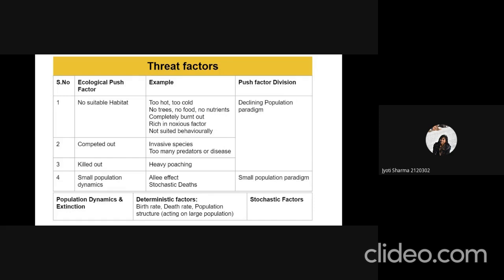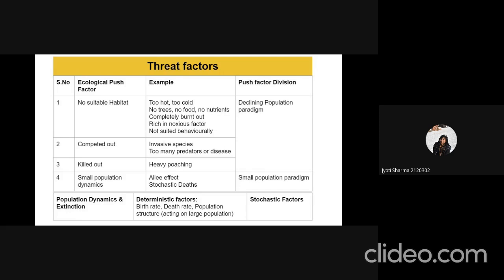But this extinction can happen only if we have a small size population. If we have a large size population, there are chances that the species can survive. Okay, so these Allee effect and stochastic factors are the factors within small population dynamics. And the division under which we study small population dynamics is the small population paradigm.